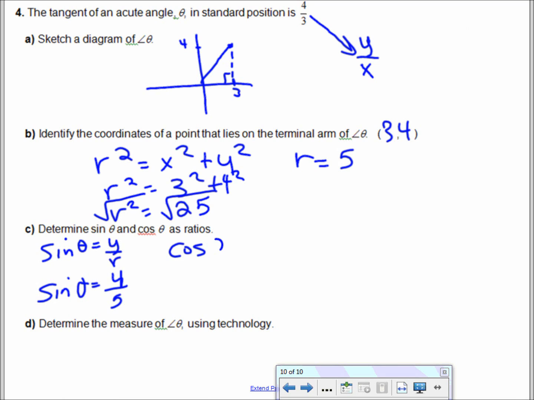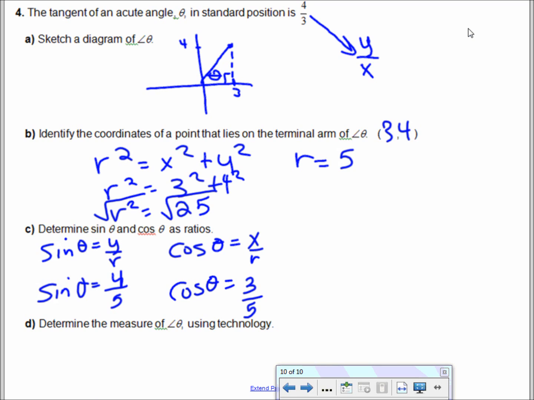And cos of theta is equal to x over r. So cos of theta is equal to 3 over 5. Okay, now the good part about this is because we're in the first quadrant, they're asking for theta, and theta is just whatever the number is here because we're calculating.